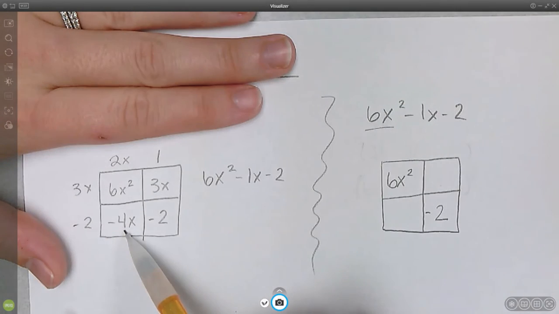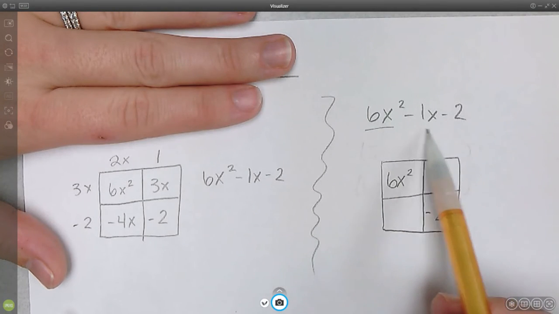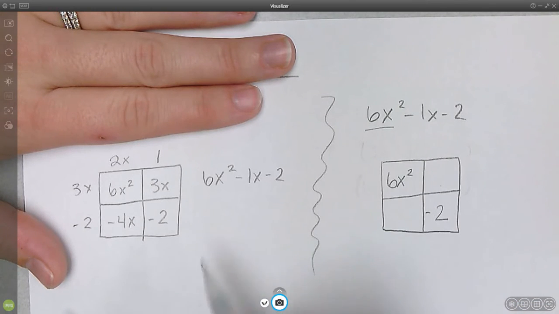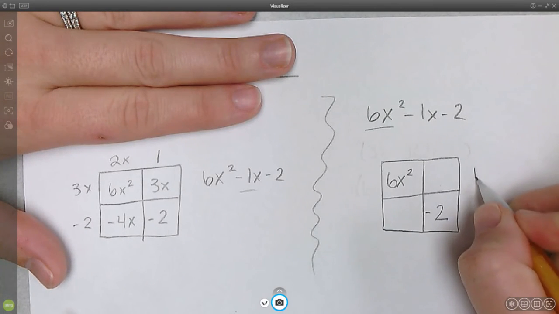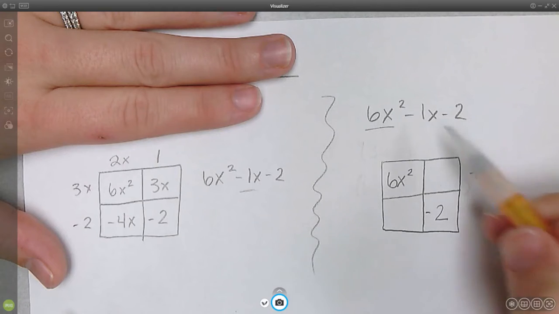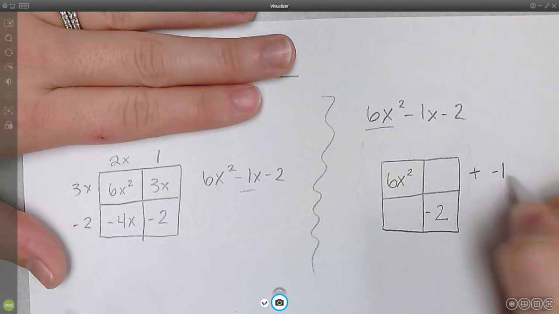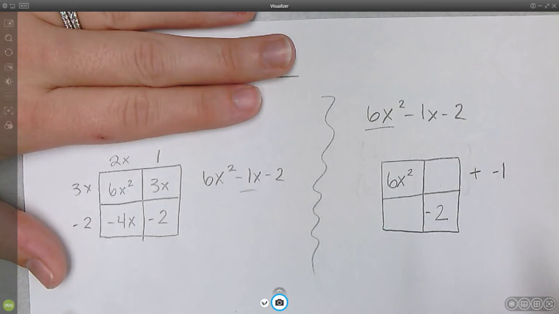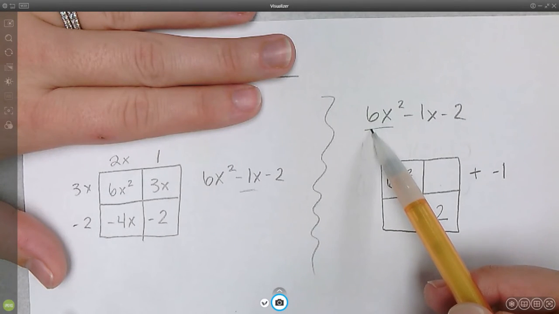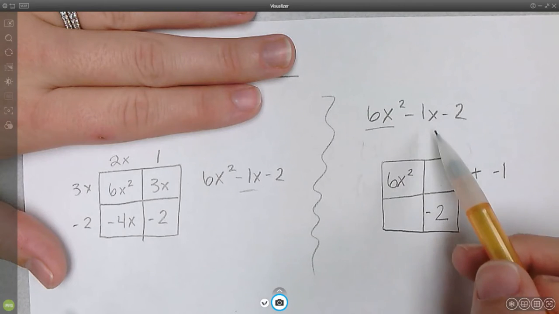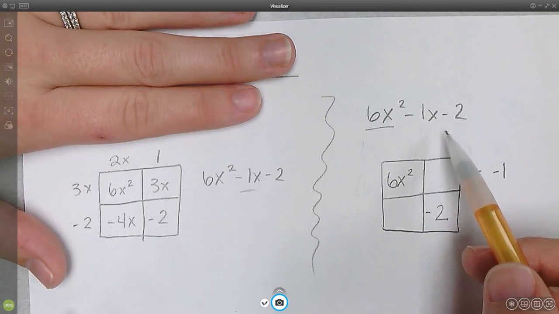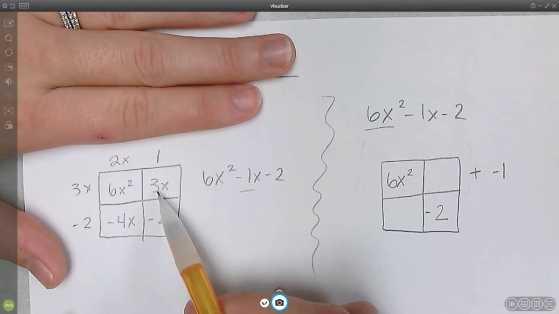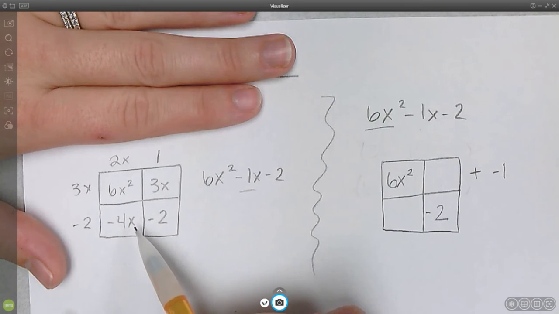So how do you think you can figure out these numbers based on just this? Well, we know that they're going to add to give you this middle number. So we need to think of two numbers that add to give us a negative 1. But what else? If this was a 1 instead of 6, you would have to think of two numbers that multiply to negative 2 and add to a negative 1. But these don't multiply to a negative 2. They actually multiply to negative 12.